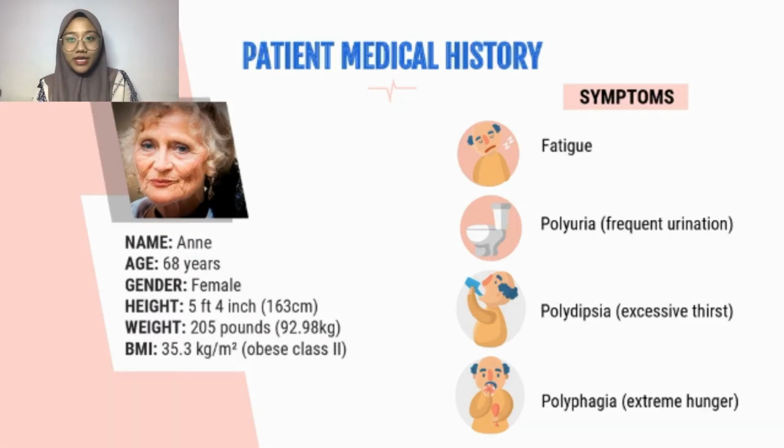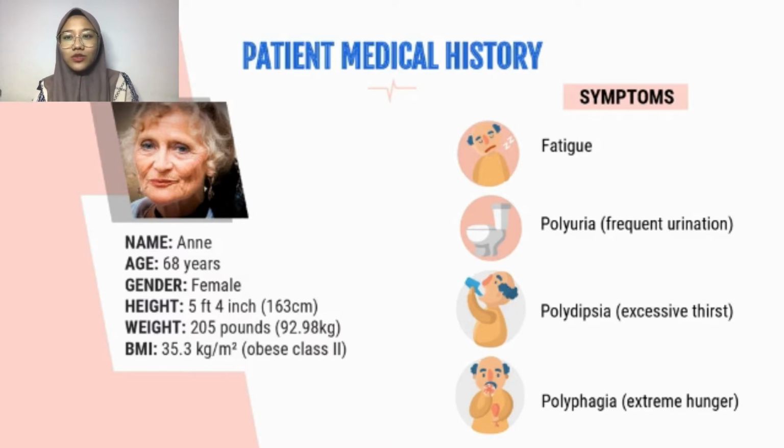Next, I will go for the patient medical history. Patient name is Mrs. N. She is 68 years old. She is 163 cm tall with a weight of 92.98 kg. Her BMI is 35.3 kg per meter square, which is obese, class 2.